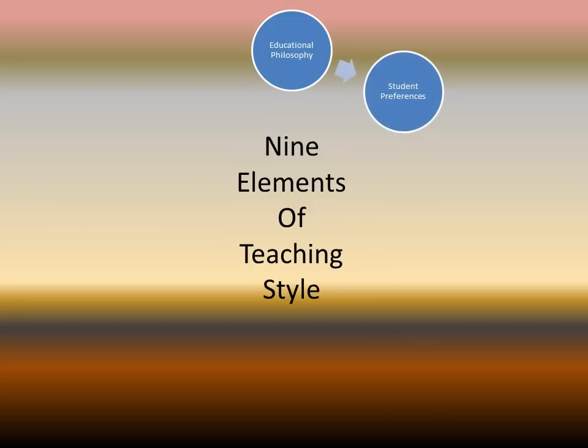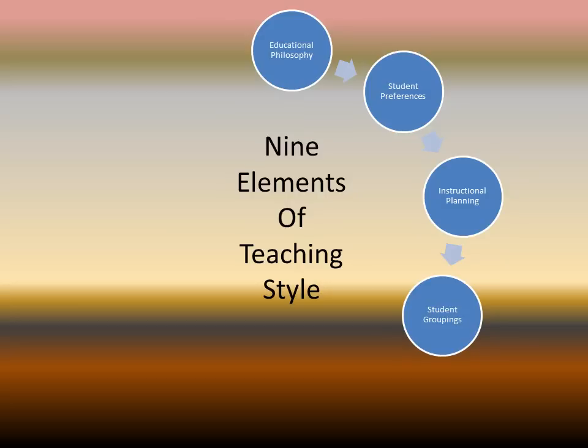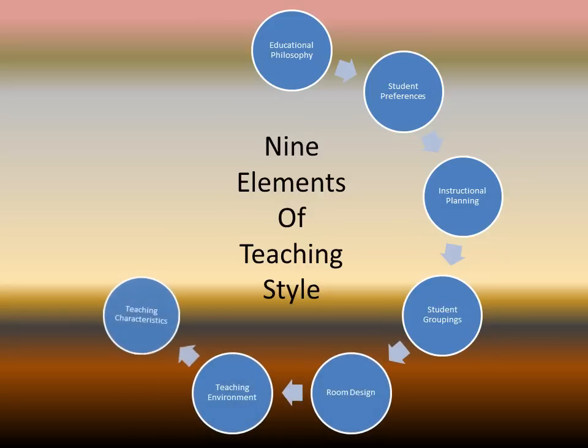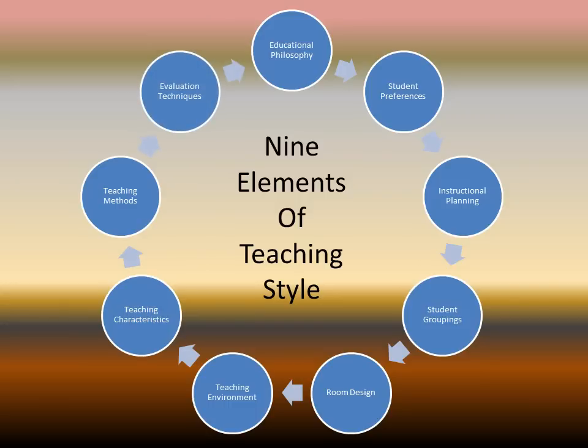The first 2, educational philosophy and student preferences, really aren't observable by any means. However, the rest of them, instructional planning, the way students are grouped, even so far as the room design, the teaching environment, the teaching characteristics, the teacher's methods, and finally evaluation techniques. All 9 of these create, according to the Dunns, a teacher's actual teaching style.